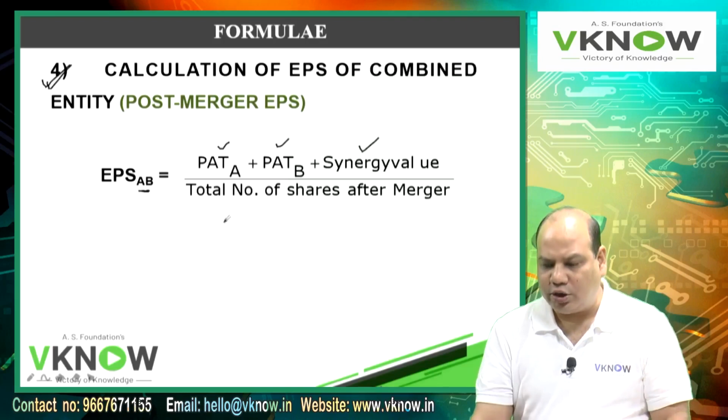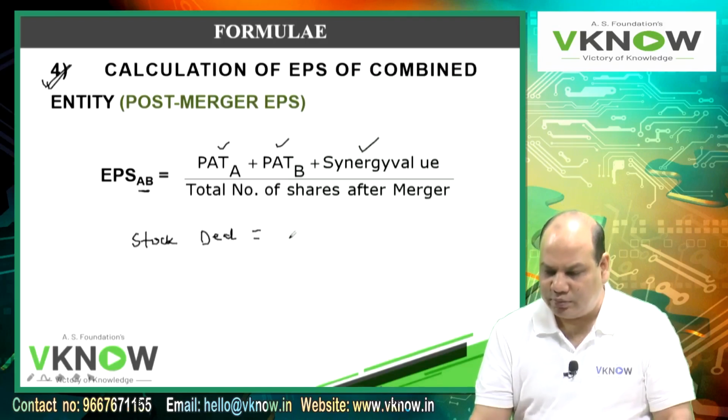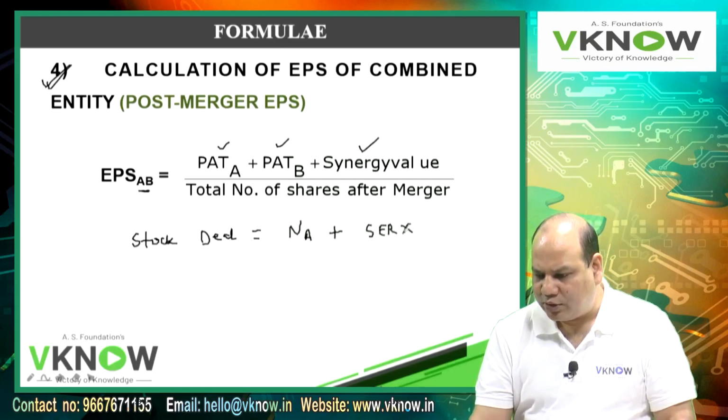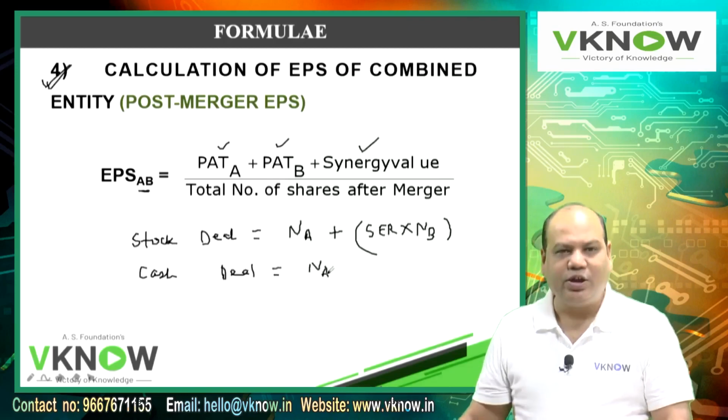In case of stock deal, stock deal means shares are issued to target company. It will be number of shares of A plus share exchange ratio multiplied by number of shares of B. So that will give me total number of shares after merger. But in case of cash deal, the number of shares after merger will be only the number of shares of A. So that much care we should take.